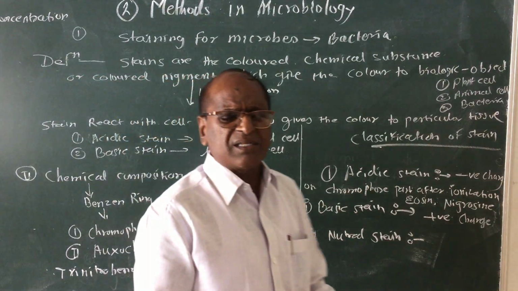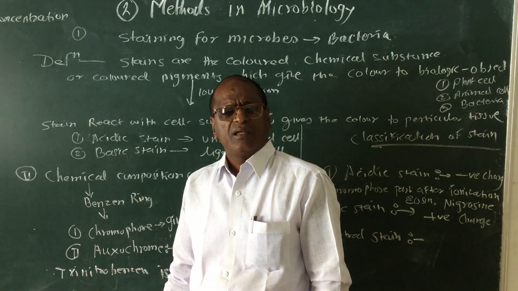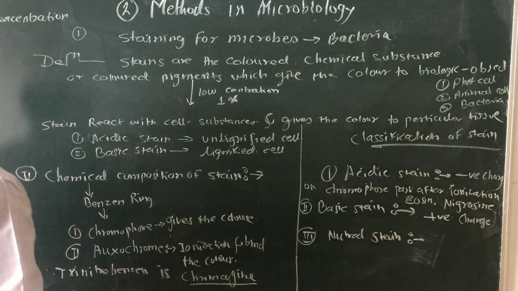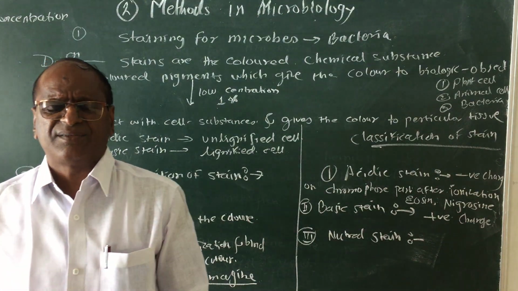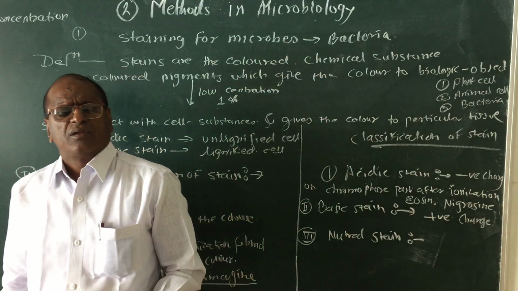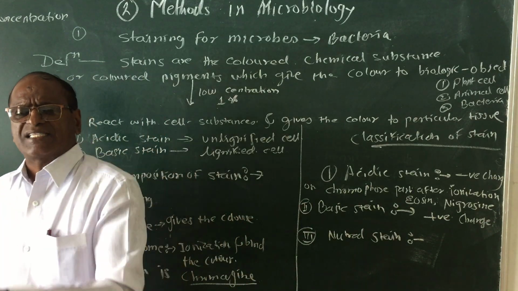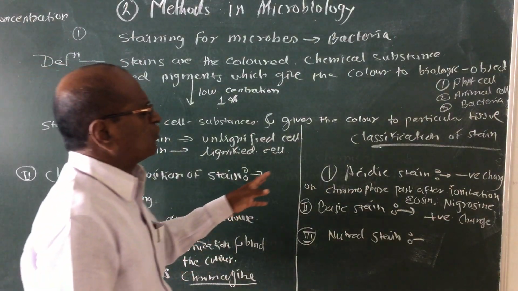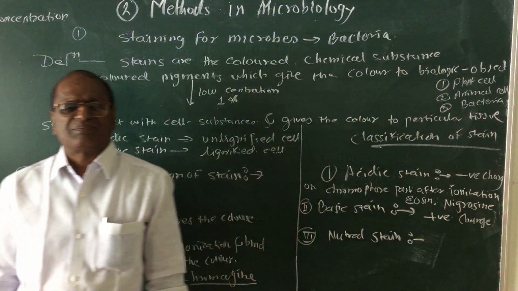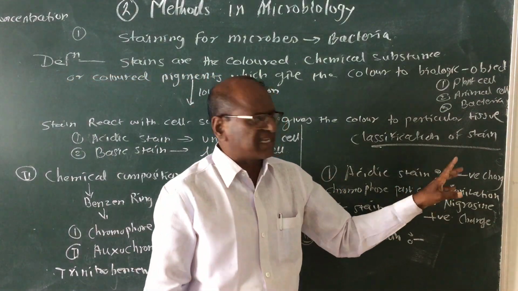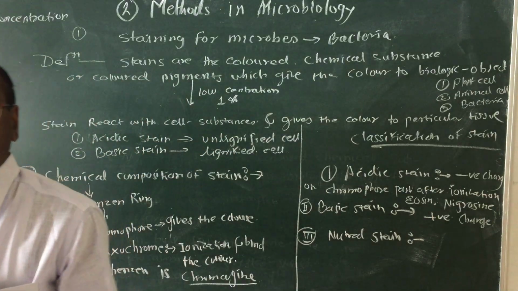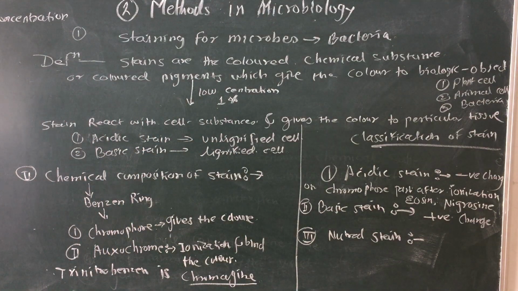For example, we will study that on the basis of their chromophore charge and auxochrome, the stains may be classified into three different types. The first one is acidic stain. The second one is basic stain, and third one is neutral stain.